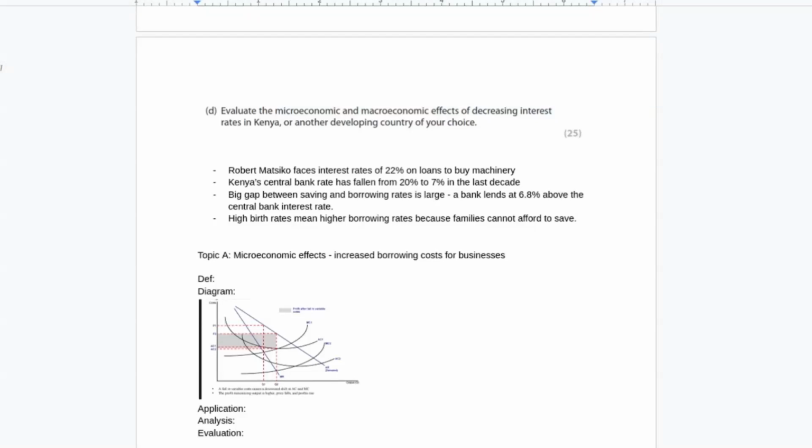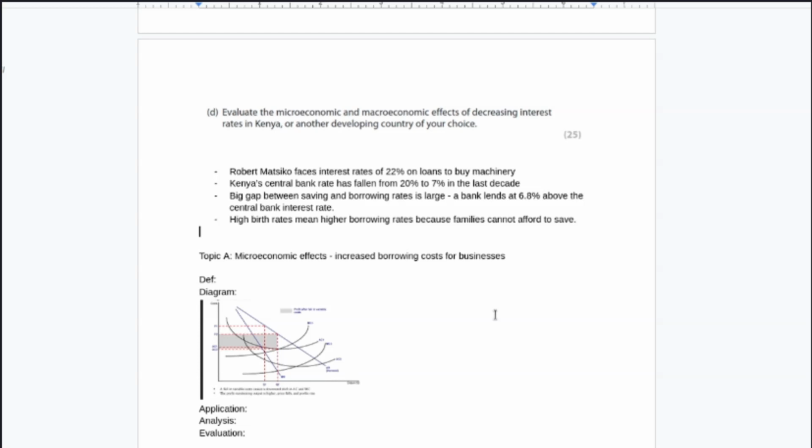This is a 25 marker question from Edexcel paper 3. It's covering interest rates and their effect in developing economies, specifically Kenya. So we're going to talk about things like economic growth, business costs and business investment, and probably long run aggregate supply, factors of production, and some other themes within developmental economics.